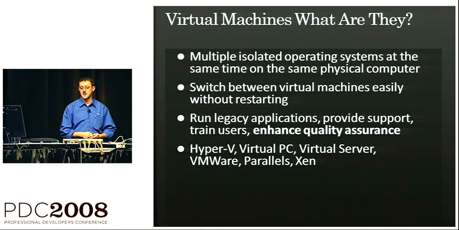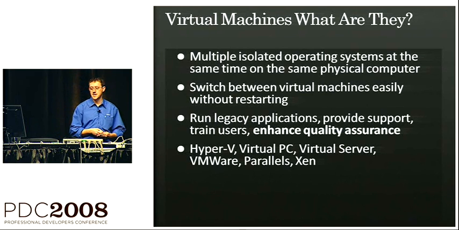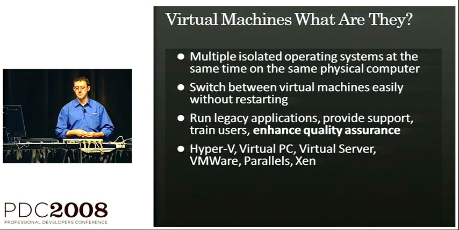Some examples of virtual machines that are out there: Hyper-V obviously, Virtual PC, which was the first virtualization solution that Microsoft shipped, Virtual Server, which was the second one, VMware, which is kind of the market leader right now, Parallels, for those of you who are Apple users, and then Xen, which is a fairly new open source virtualization platform.